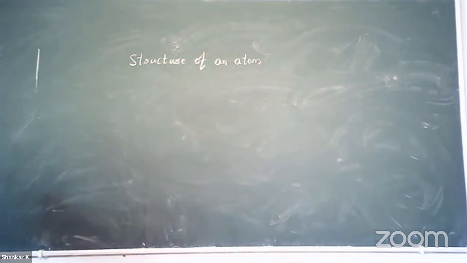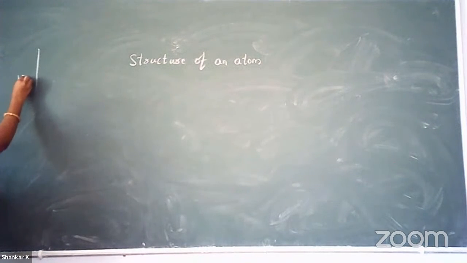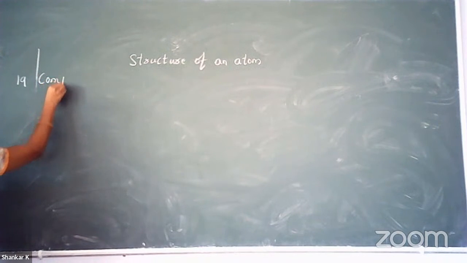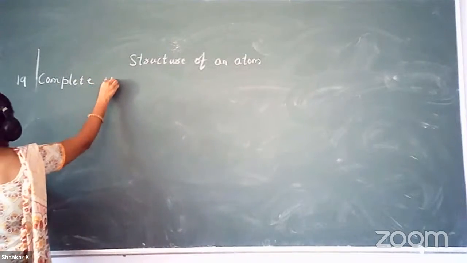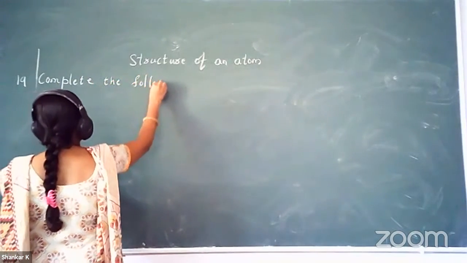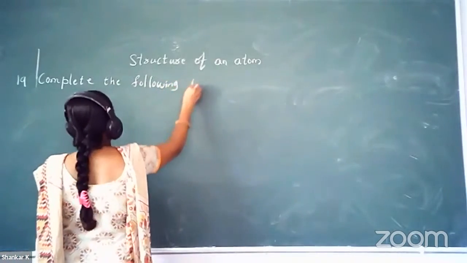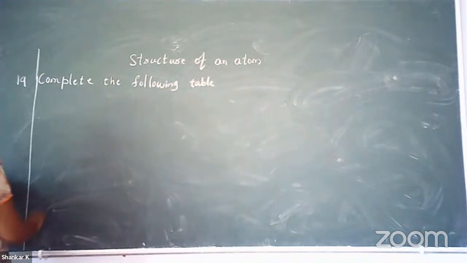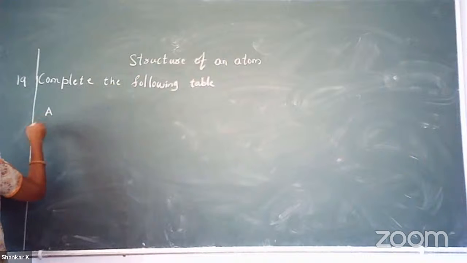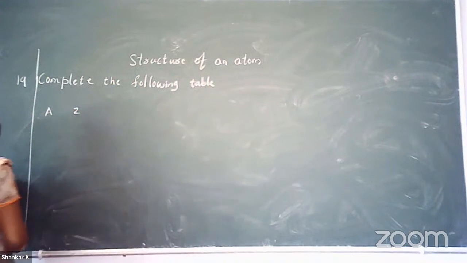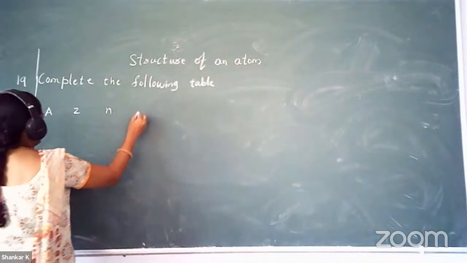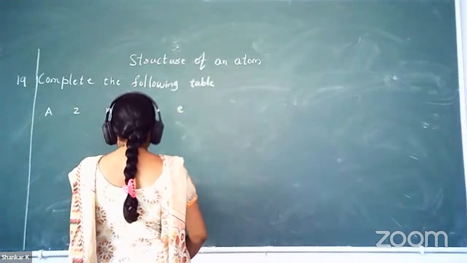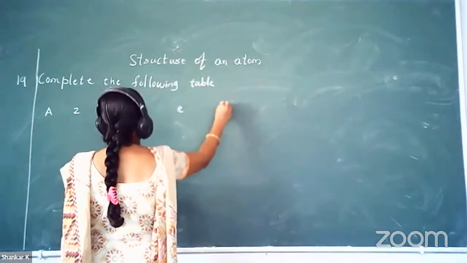The 19th one. What is that? Complete the following table. I'll represent the headings with letters, students. Atomic number means Z, and mass number means A, number of neutrons N, protons P, number of electrons E, and the atomic species, meaning the elements, we have to write.